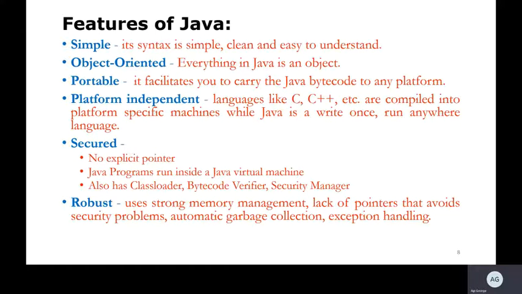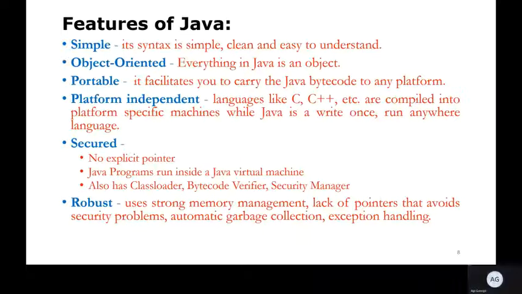Now, coming to the features of Java. Java is simple and powerful. Why is Java simple? Because it is clean and easy to understand the way the program is written. Then object-oriented concept. It is portable because it is not platform dependent. You have the Java bytecode, you can run it on any system. The only thing is you need to have the Java virtual machine installed.